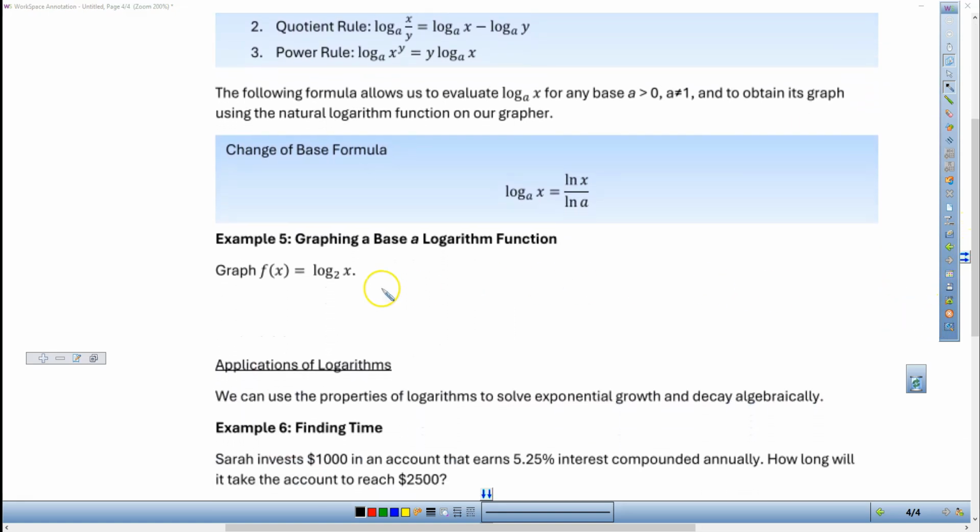We want to graph the log base 2 of x. Well, let's use this change of base formula here to figure out what we actually need to plug into our calculator. So we know that f of x is equal to log base 2 of x. If we rewrite that using this rule, that's the same thing as the natural log of x divided by the natural log of 2. And then that should allow us to take this and plug it into our calculator.